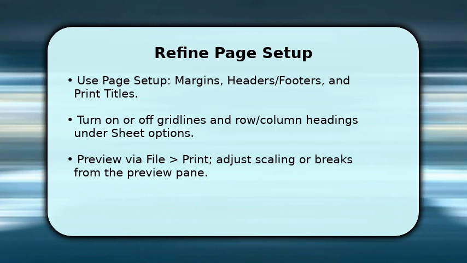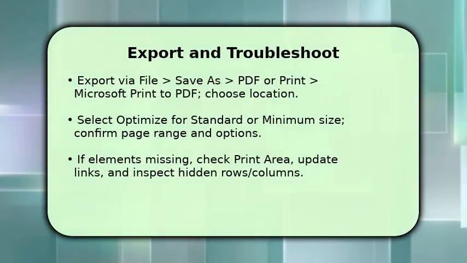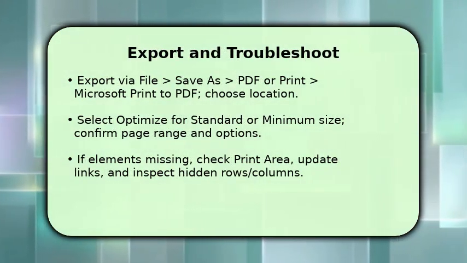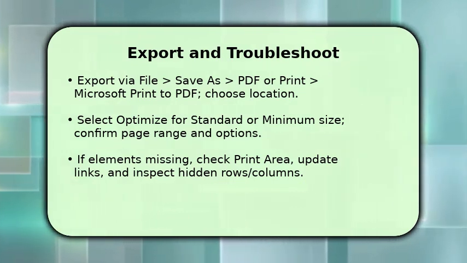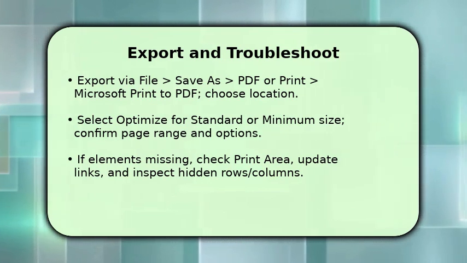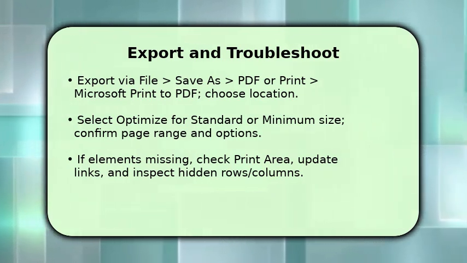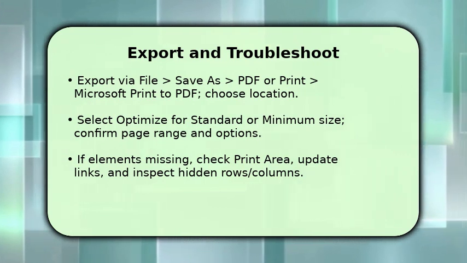To finish, choose File Save As and pick PDF, or go to File Print and select Microsoft Print to PDF. Then name the file and choose a folder. Make a conscious choice between standard higher quality and minimum smaller file. Verify page range and that comments or notes are included if needed.